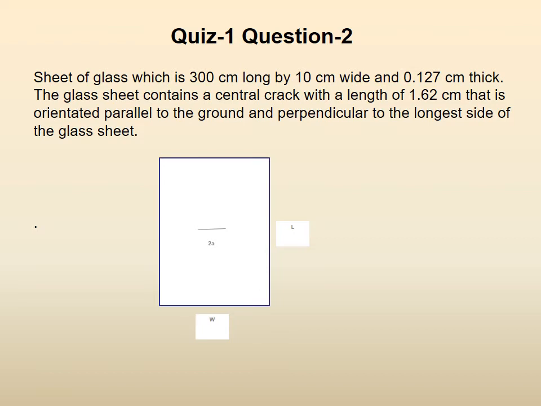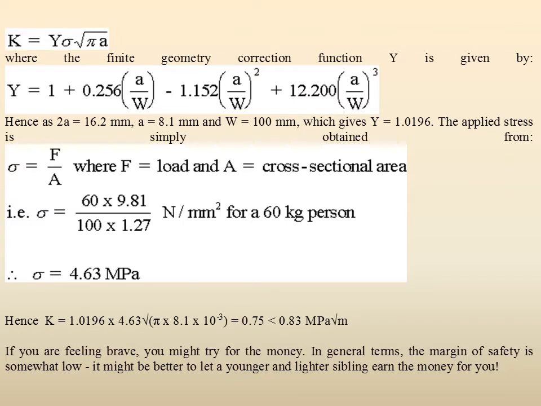But let me see. I always tell you that once you have done all the knowns and unknowns, you know which equation to use. So there is only one equation, K = K1 = Y sigma root pi a. Now this Y is the geometry factor. This time there is an equation given for the geometry factor, where a is the half crack length, total crack length is 2a, and W is the width. So here, because 2a is 16.2 millimeter, I will convert everything into millimeter. Therefore, a is half of that, 8.1 millimeter, and width is 10 centimeter, which is 100 millimeter.